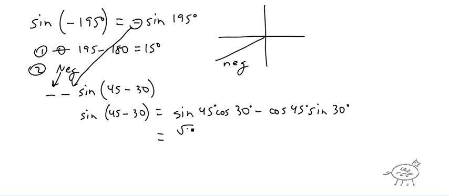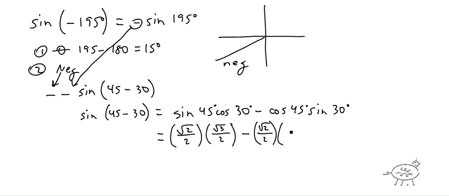So it's going to be root 2 over 2, root 3 over 2, minus root 2 over 2, 1/2. So it's going to be root 6 minus root 2 all over 4.